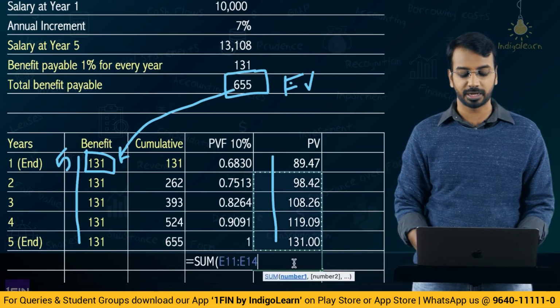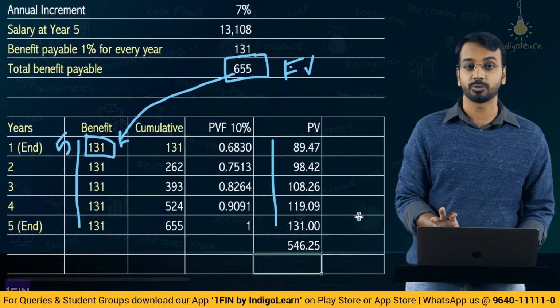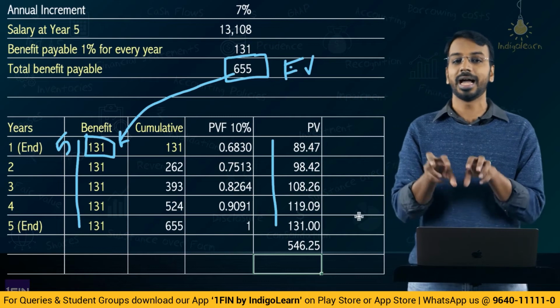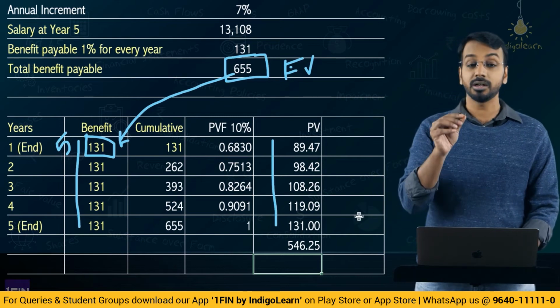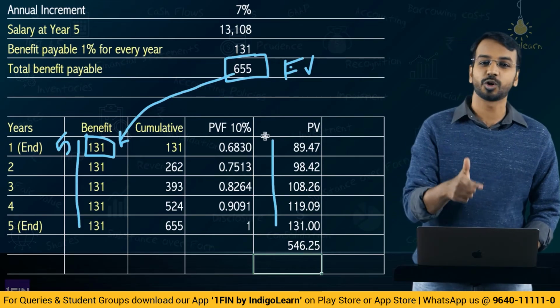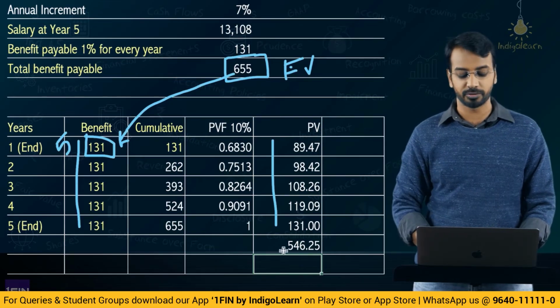If I sum all of this present value, it comes to only 546. Okay. Now, I am not saying that 546 will be recognized in each year. At the beginning of the year, this represents the service cost. But we are paying 655. What is the difference? The difference is on account of interest factor. Okay. That is what we will do.